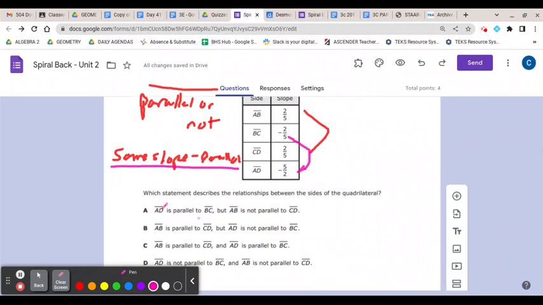So which one of these four answer choices? Take your time. Remember, AB and CD both have 2/5, so that should help you eliminate two of the answer choices. And then think about the relationship between AD and BC. One has -2/5, one has -5/2. Pause the video and try this problem.